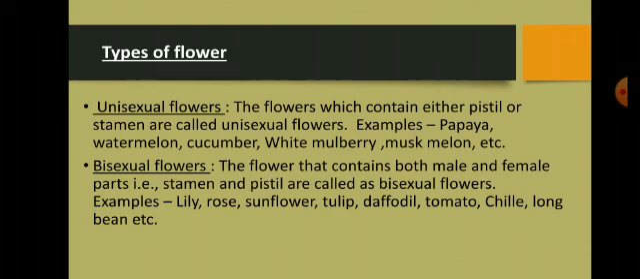There are many more. And the next is the bisexual flower, the flower that contains both male and female part, that is the stamen and the pistil, they are called as the bisexual flower. Example, lily, rose, sunflower, tulip, daffodil, tomato, chili, long bean, etc. Now, apart from these, both male and female unisexual flowers may be present in the same plant or in the different plant. Just like mustard, rose, etc., they have bisexual flowers, whereas maize, papaya, cucumber, they produce unisexual flowers.